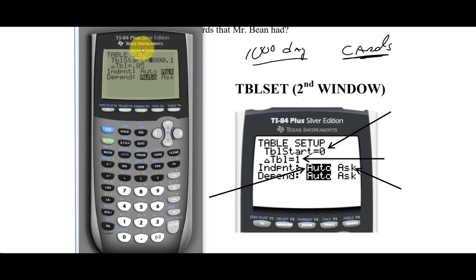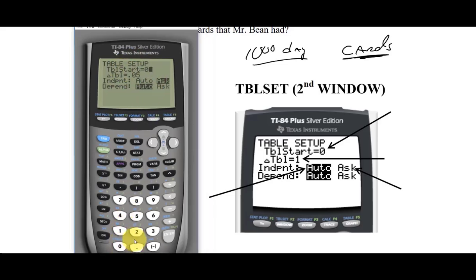Please make sure once you mess with this, change it back to its original, because the next time you graph, this is what it's going to stay as. So table start, usually we keep it at a 0. The delta table, we keep it as a 1. The independent, we keep it as auto. And we always keep the dependent on auto. Always, always, always.